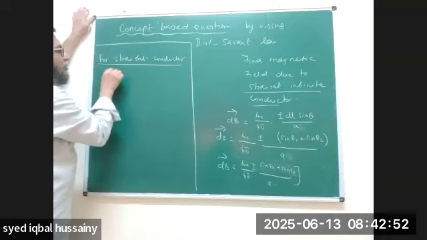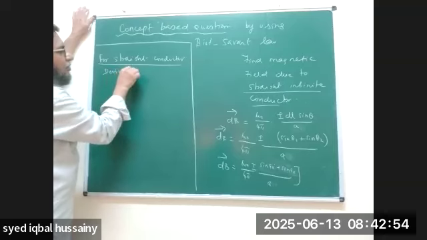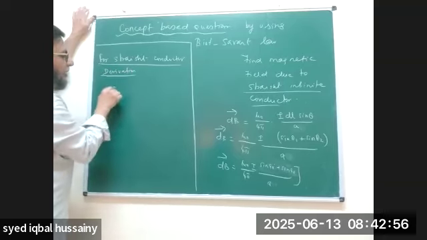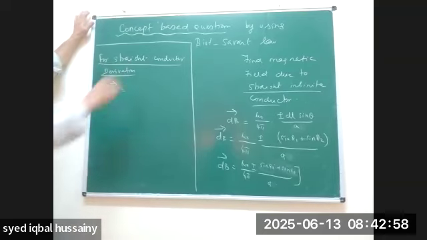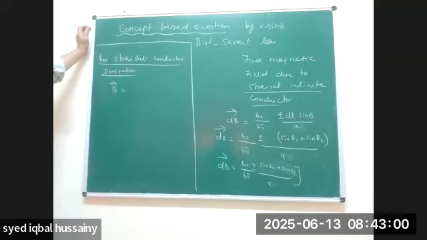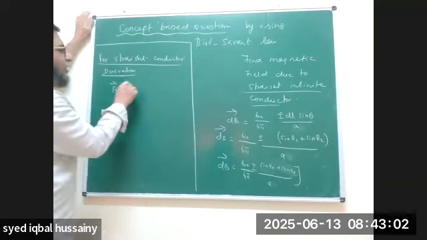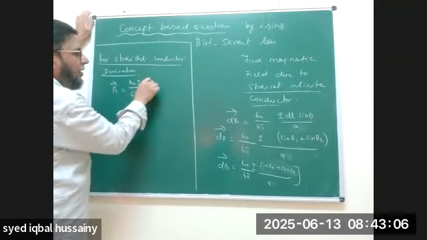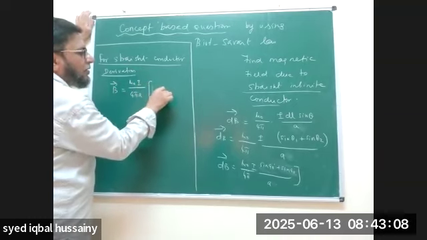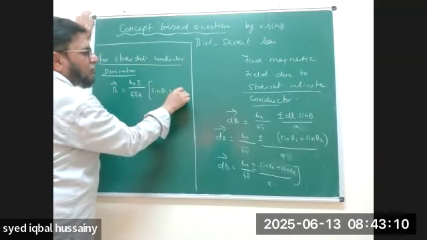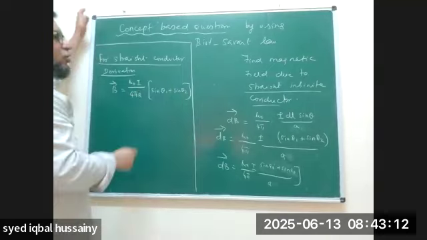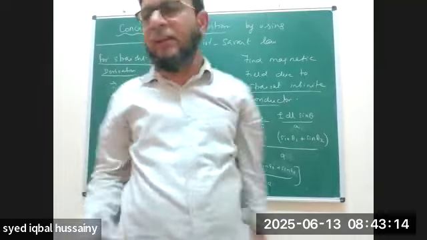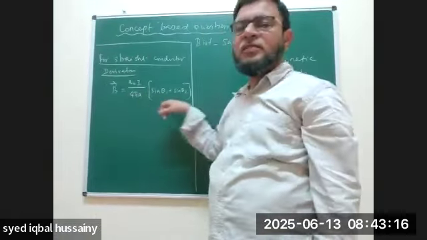Derivation. It's a 5 mark derivation previously. Derivation of magnetic field for straight conductor. Okay, 5 mark. It's not there for you. The answer is mu naught I by 4 pi a into sin theta 1 plus sin theta 2. This derivation we do by using the Biot-Savart law. This is the end answer I have written here.